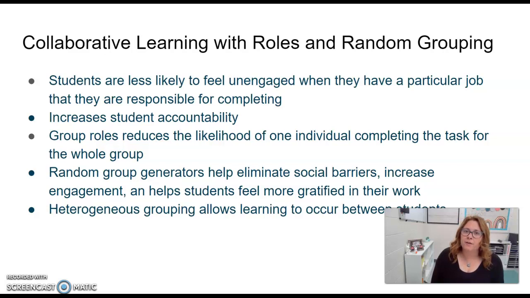Next, I'll talk about the roles within collaborative groups. It's really easy for one student to take over a task in a group, but if you assign roles where everyone has a specific job to do relating to the task, then accountability is much higher for students that may passively sit and let others do the work typically.